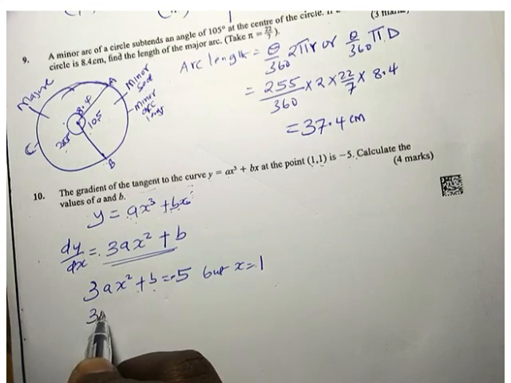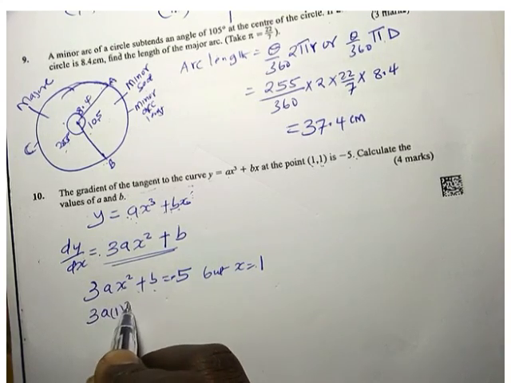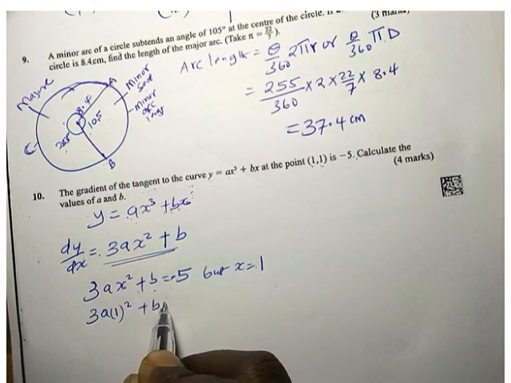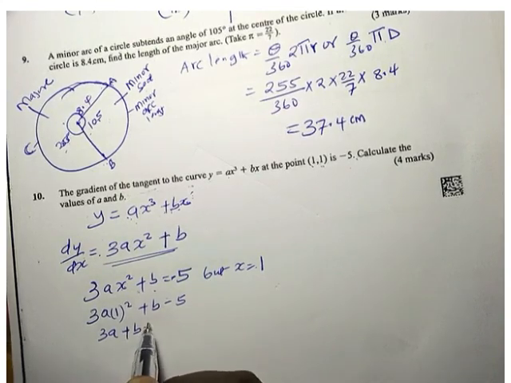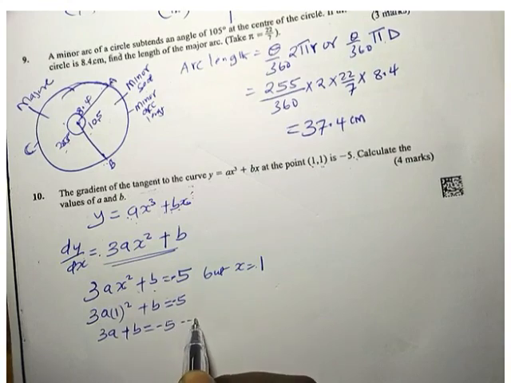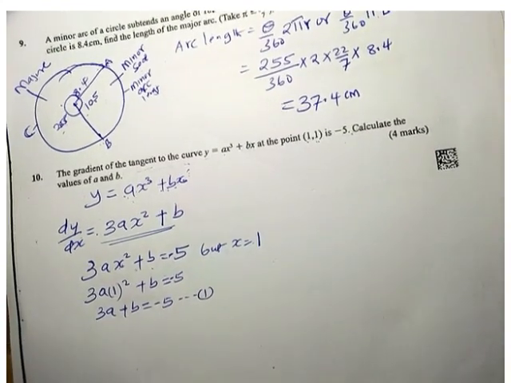So we will have 3a(1)² + b = -5. And this one is going to be 3a + b, the answer is equal to negative 5. And this one is equation 1. We have got equation 1.